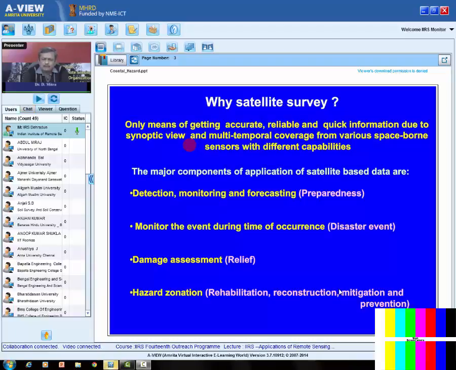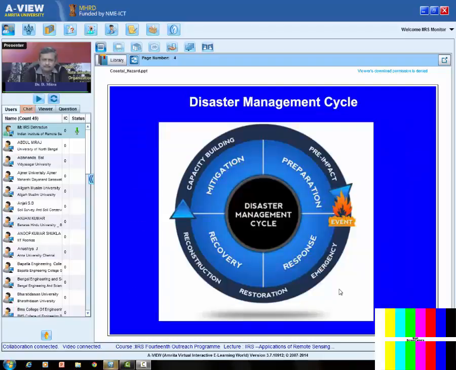This has nothing to do with coastal disaster specifically. Here I am talking about all kinds of disasters put together. What is the role of satellite data? This is what I was telling you, the disaster management cycle. You can see there is mitigation, preparation, then when the event is happening you have immediate response, and then you have to go for recovery. So this management cycle, you can see, is all intertwined. Everything has some relationship, from the pre-impact stage, then the emergency time, then restoration, reconstruction, and particularly capacity building, which is very, very important, particularly for disaster mitigation.